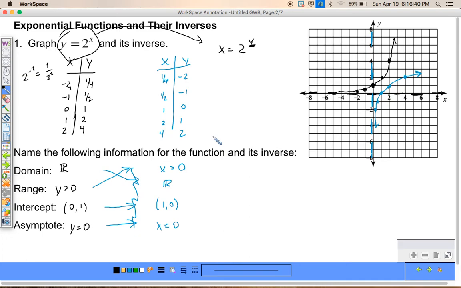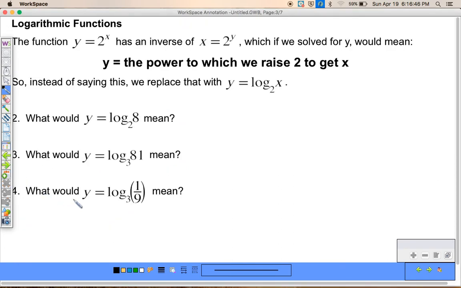When we work with it that way, thinking about that exponent being by itself, that's where we're going to get into what a logarithm is. So the inverse of y equals 2 to the x is x equals 2 to the y. But again, if we wanted to get y by itself, we're saying y is going to be that power to which we raise 2 to get x. Again, it's the power to which we raise 2 to get x.